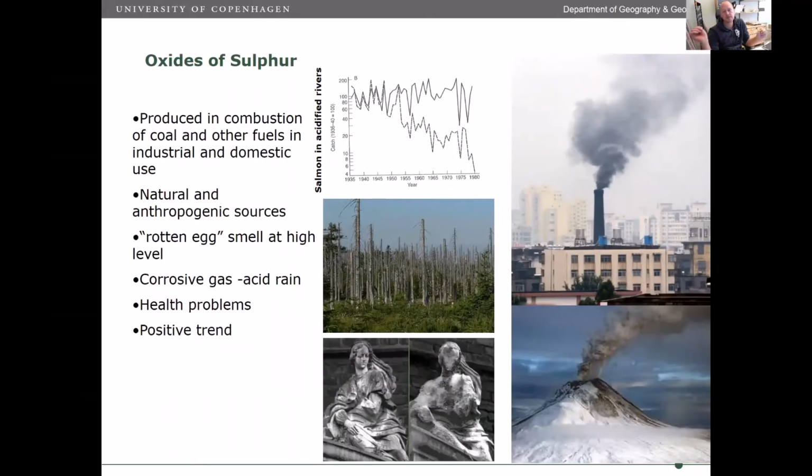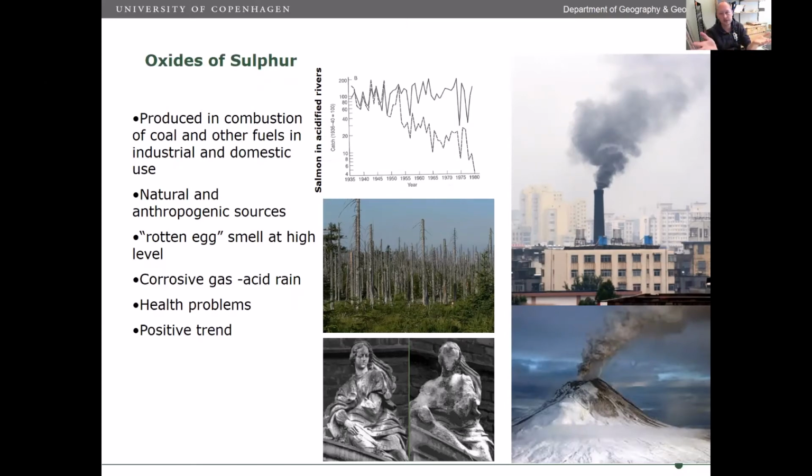So to start with, the oxides of sulfur. Sulfur dioxide is produced when burning fossil fuel. And so that's the main source of sulfur dioxide into the atmosphere. But there are also natural sources, and it can be emitted when organic material is decomposed in anaerobic environments, such as in wetlands.